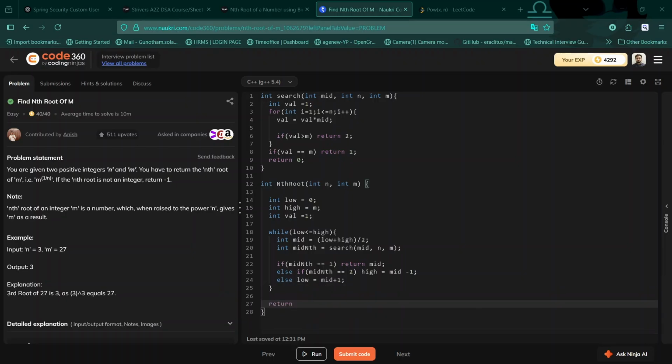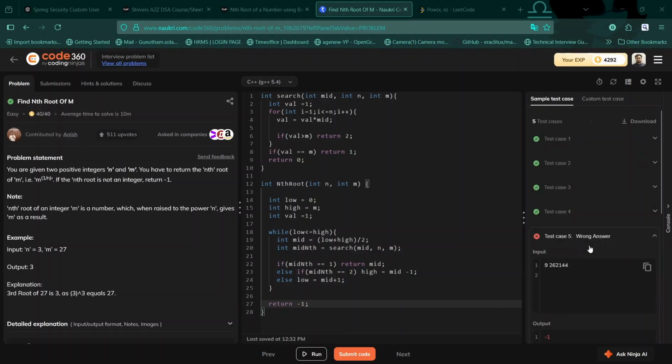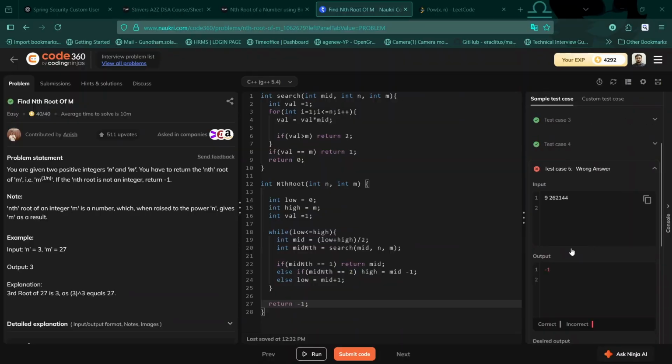And then I can just return minus 1, because if it's not present in the array, then that's going to return minus 1. Okay, I think we need to take a long value.